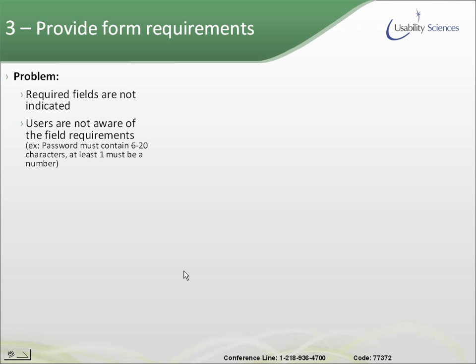I've seen it where users don't know what the field requirements are, especially when it comes to usernames and passwords. So here's an example from one site: the password must contain 6 to 20 characters, at least one must be a number. If you don't inform users of this, users still don't know how complicated the password has to be. They're going to try the easiest thing first, and if that doesn't work, they're going to expect some instruction on how to make it work. How complex does it need to be?